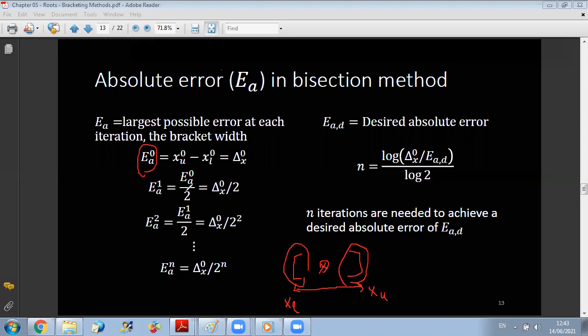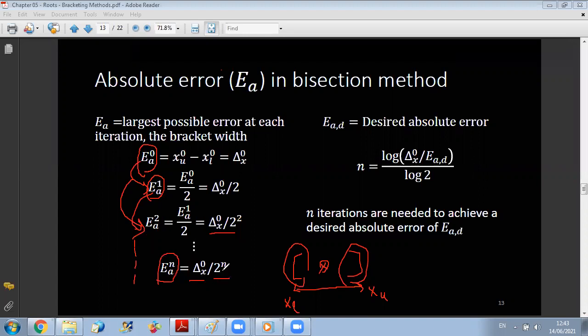Okay, and this error will be reduced, of course, as I proceed, because I divide my interval by 2. Each time I do a new iteration, I'm dividing by 2 again. So when you do your first iteration, already your absolute error is divided by 2. When you do your second iteration, you divide again by 2, so it will be the initial delta x over 2 squared. And you can develop a general relation that the absolute error at iteration n will be equal to delta x over 2 to the power n.